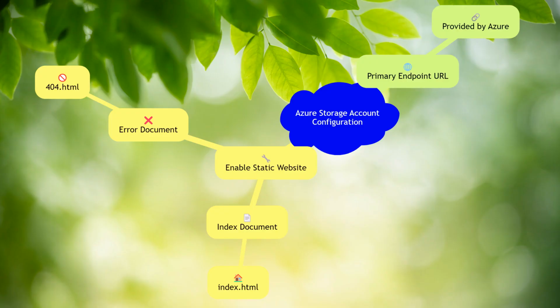After creating the Azure Storage account, the next step is to configure it for static website hosting. This involves enabling the static website feature in the storage account settings. You will need to specify the index document, e.g. index.html, and the error document, e.g. 404.html. The index document is the default page that users will see when they visit your website, while the error document is displayed when a user tries to access a non-existent page. Once configured, Azure will provide a primary endpoint URL for your static website.